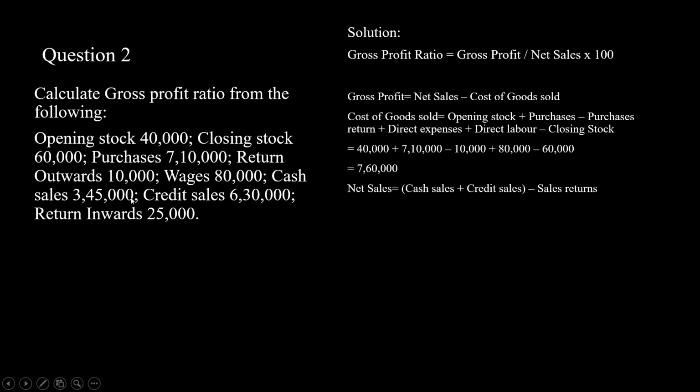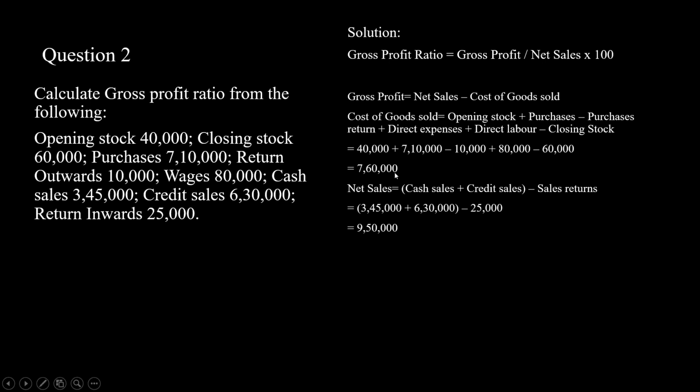So we will put these amounts in this formula. Cash sales is given 3,45,000 plus 6,30,000 credit sales, and minus the sales return or return inwards 25,000. After calculating this, we get the value as 9,50,000. Now this 9,50,000 is the value of net sales.